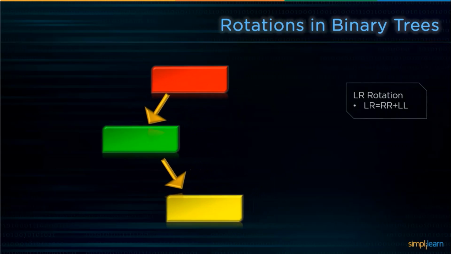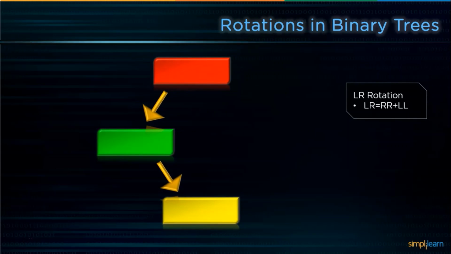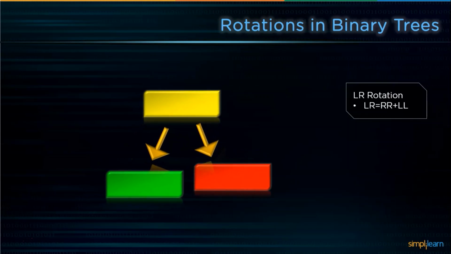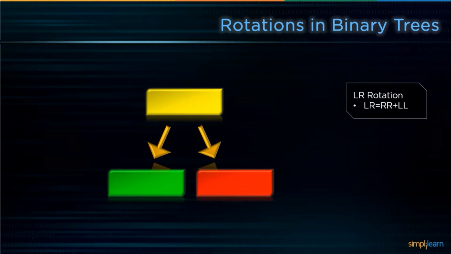Next up, LR rotation. When a node is inserted into right subtree of the left subtree of a node, then we perform LR rotation. It is a combination of RR and LL rotation. First, we will apply RR rotation on green and yellow node. After this, red node is still unbalanced, so we will perform LL rotation on the yellow node.